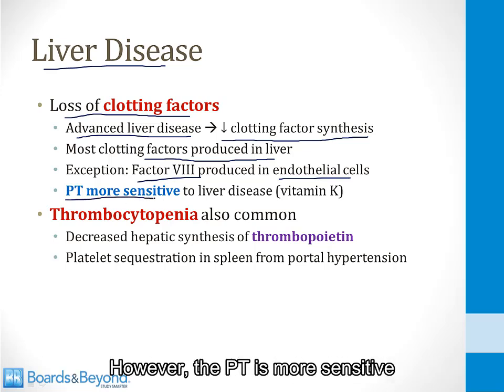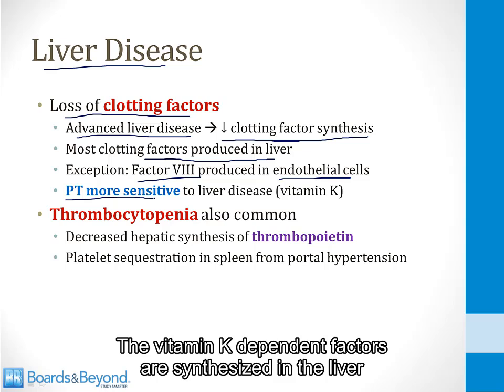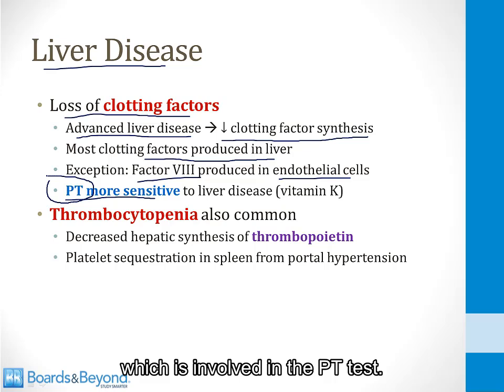However, the PT is more sensitive for the same reasons I mentioned with vitamin K deficiency. The vitamin K dependent factors are synthesized in the liver, and therefore the first level to fall will be the level of factor 7, which is involved in the PT test.